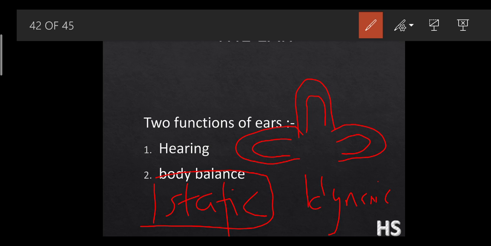There is one more balance, that is called the dynamic balance. What is this dynamic balance? Dynamic balance is a kind of balance which is there in motion.